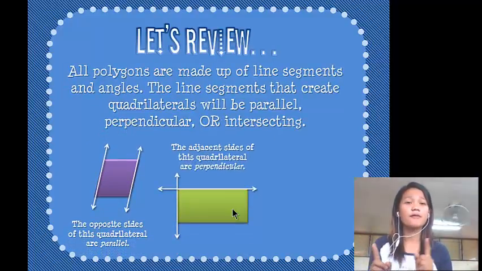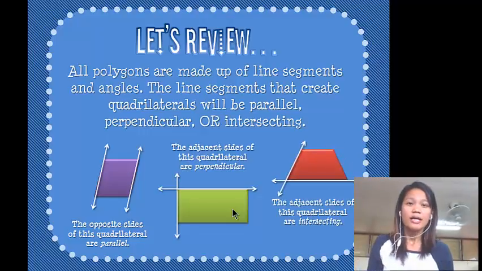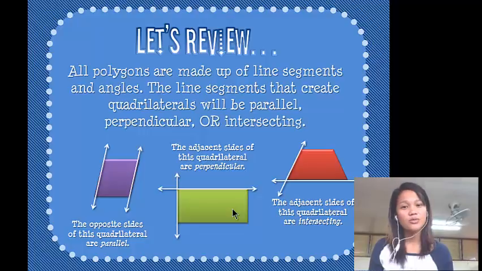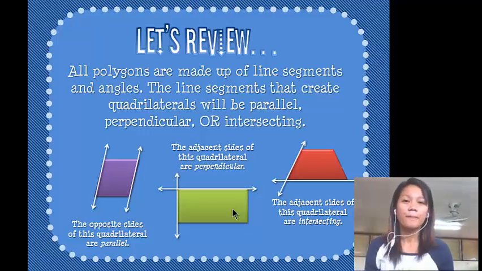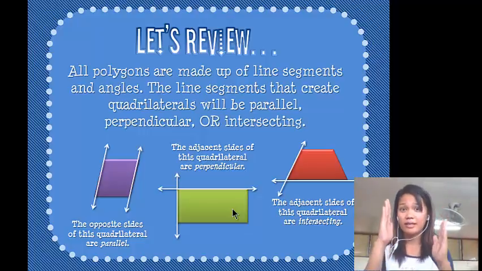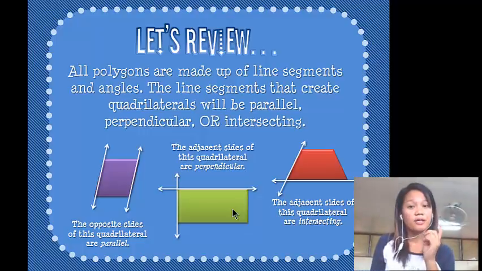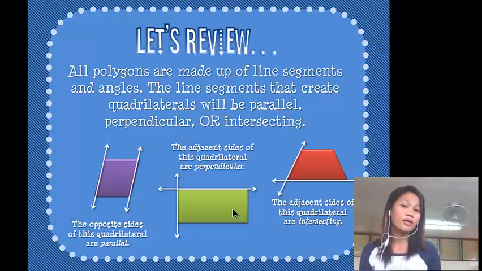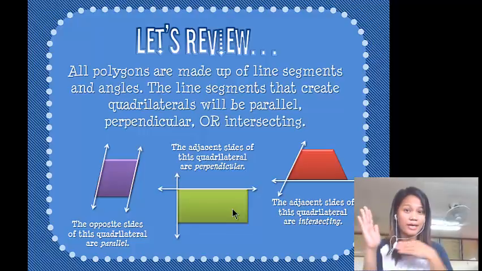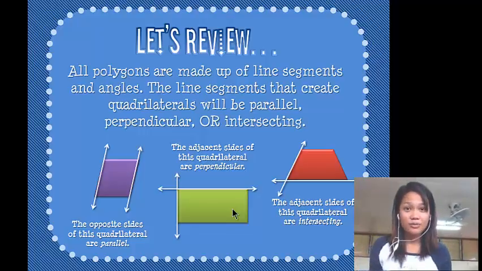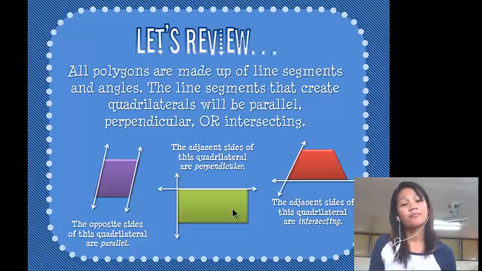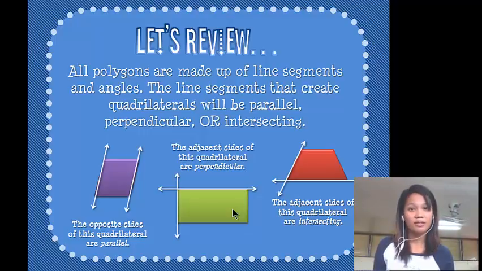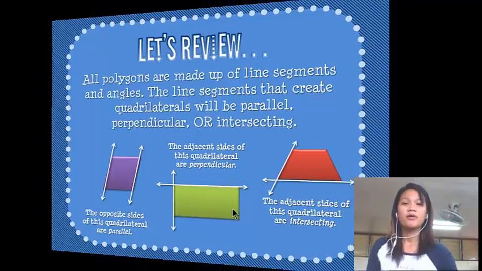All polygons are made up of line segments and angles, and the line segments that create quadrilaterals will be parallel, perpendicular, or intersecting. If it's parallel, the opposite sides of the quadrilateral are parallel. If the adjacent sides are perpendicular, then the polygon has adjacent sides which are perpendicular. And on the red polygon, the adjacent sides are what? They are intersecting.